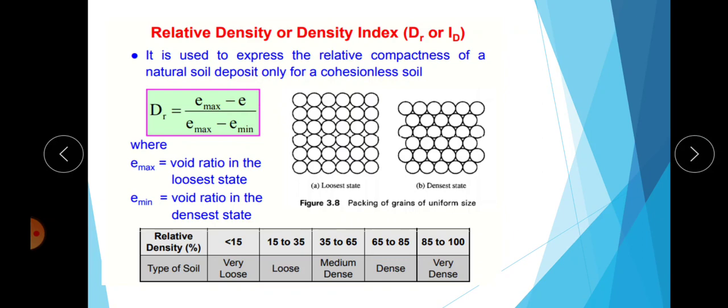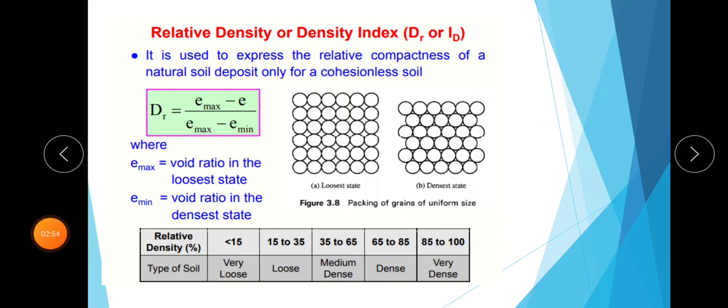So the expression for calculating relative density is Dr equals e max minus e divided by e max minus e min. That is, relative density is defined as the ratio of the difference between the void ratio of cohesionless soil in the loosest state and the void ratio in the natural state to the difference between its void ratio in the loosest and densest state. Okay.